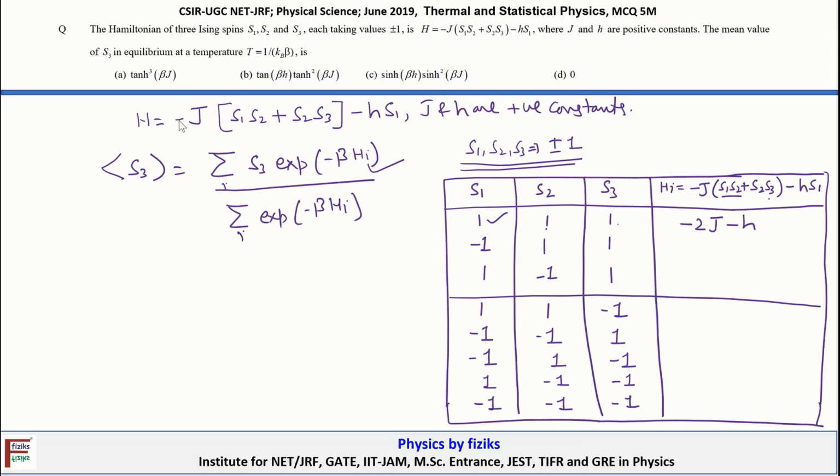Similarly, for other values of S1, S2, S3, we can calculate the energy by making use of this expression, and for the second case it is H, and for the third one it is 2J minus H, and similarly we can write for the other combinations: minus H. Here we will have H and then 2J plus H, minus H, minus 2J plus H. Now we have determined all these energy values.